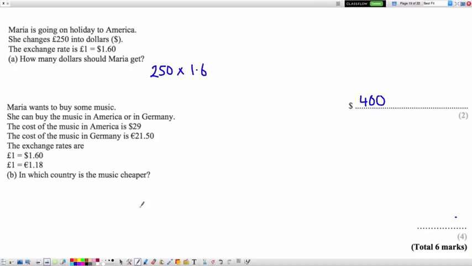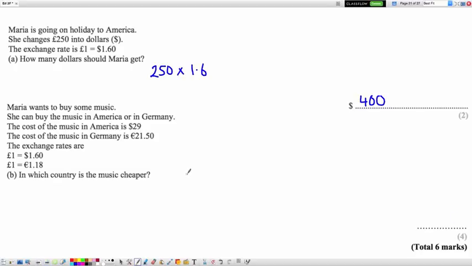Maria wants to buy some music. She can buy the music in America or in Germany. The cost of the music in America is $29. The cost of the music in Germany is 21.50 euros. The exchange rates are £1 is equal to $1.60 and £1 equals 1.18 euros. In which country is the music cheaper?